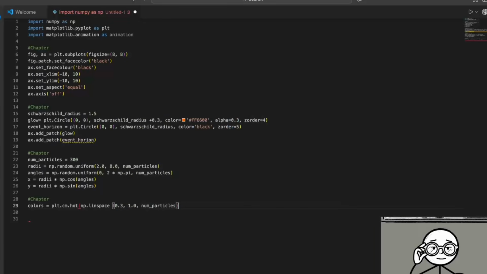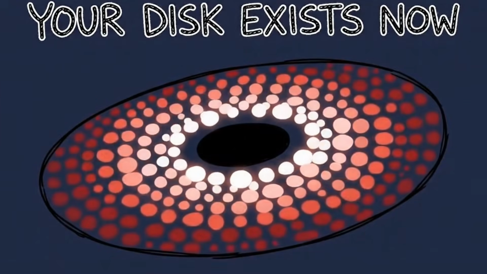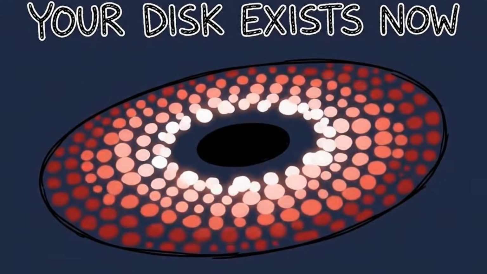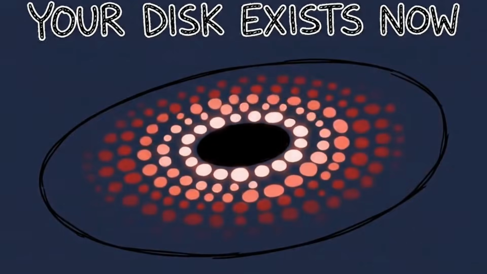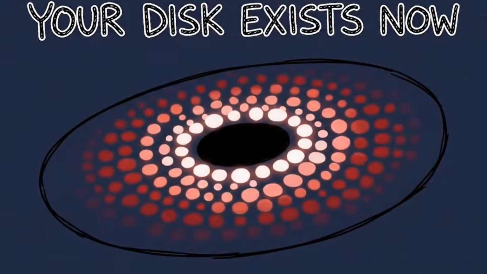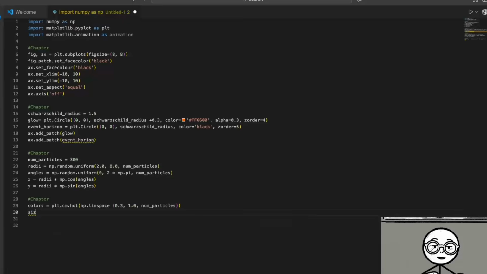The hot color map runs from deep red through orange to bright white, which matches how superheated plasma actually looks as it approaches a black hole. Material closer in is hotter and whiter. Material farther out is cooler and redder. Real astrophysics right there in a color map.